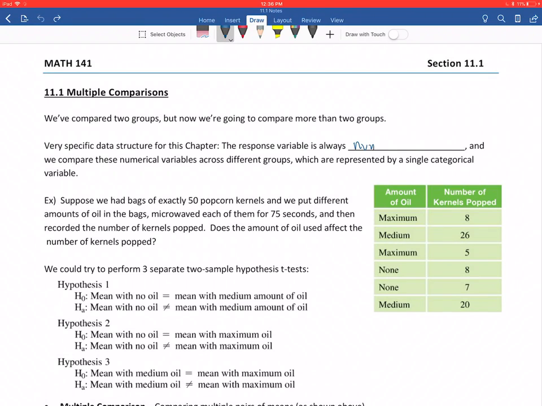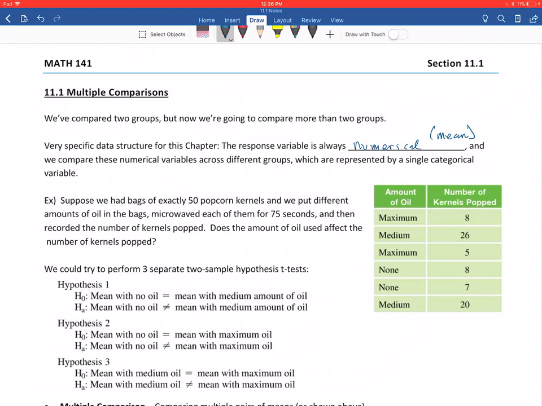So there's a very specific structure for this chapter. The response variable is always numerical. And for us, we're going to stick with means. So that's why section 11 comes right after chapter 9, because we're still talking about means. The difference is now we've done 1 mean and 2 means, and we're going to compare 3 means at this point. So here's our first example.